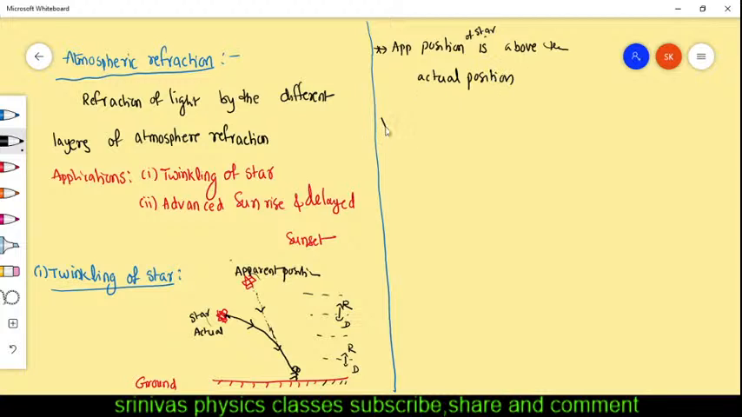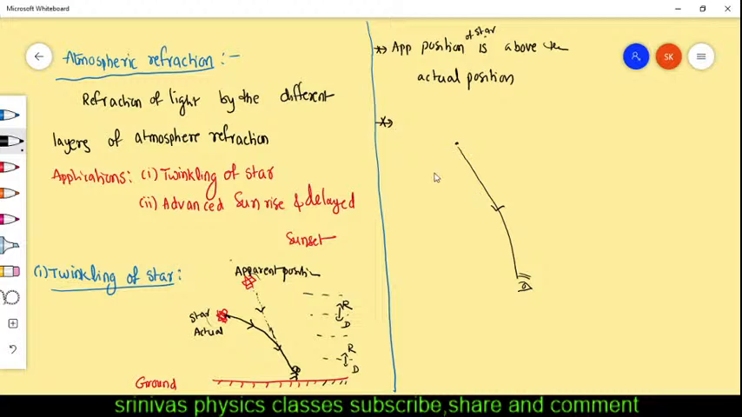Next, I will give one point. Why do stars twinkle? Twinkle means what? Sometimes the star appears with more brightness, and sometimes the star appears with less brightness. The reason is that the star is a point source. From the point source, one light ray will start. This light ray, sometimes due to bending, is reaching the eye.